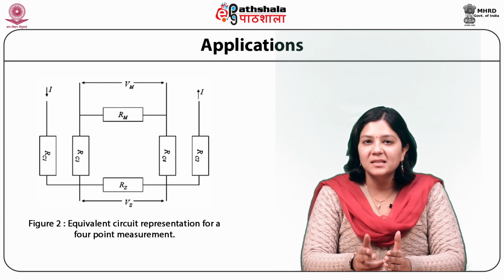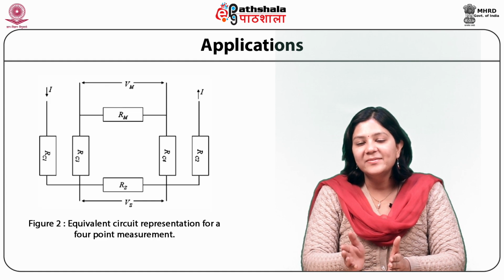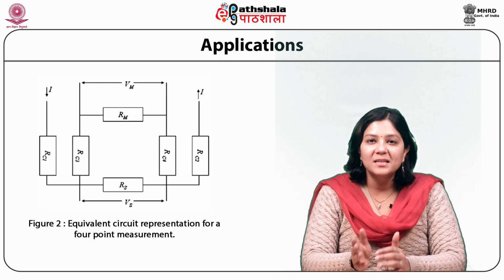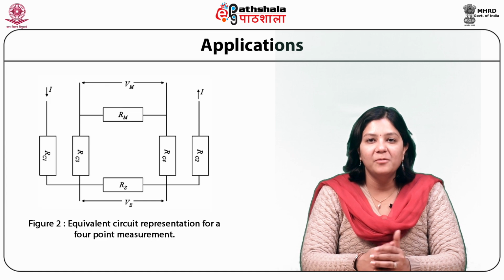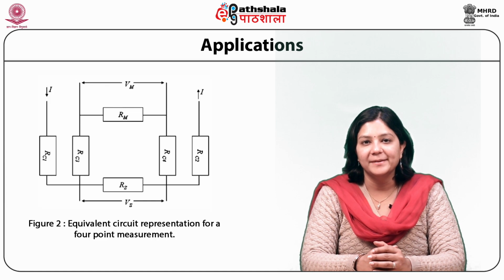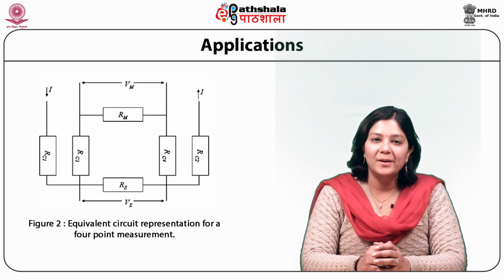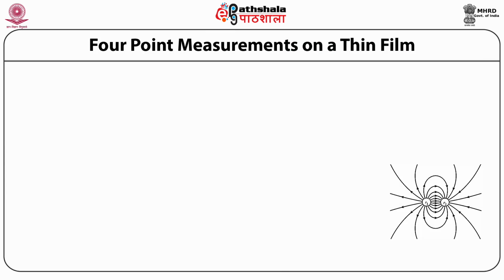The current is injected in the sample through contact 1 and leaves the sample at contact 2. Rs represents the resistance of the sample and Rm represents the equivalent resistance of the voltmeter. Vs represents the voltage across the sample and Vm is the measured voltage. Now students, let us see about 4-point measurements on a thin film.